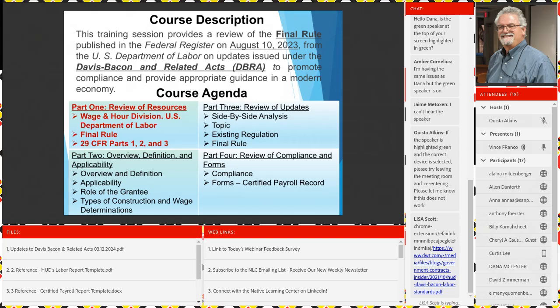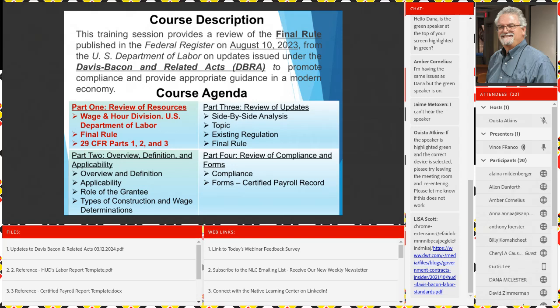In part 2, more in the overview, definition and applicability. As you can see, overview, definition, role of the grantee, that would be you, the recipient, using federal funds, and the types of construction and wage determinations. We'll get into that.